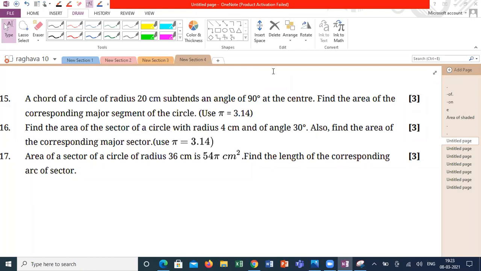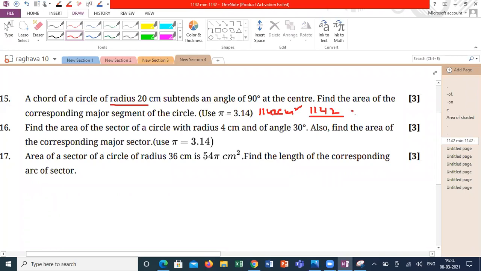Sir, for the 15th one, the area of the major segment of the circle is 1142 centimeter square, sir. What is the concept used? The chord of the circle. 1142 centimeter square, sir. Am I right? Yes, sir. Let's see. We'll wait for others. Okay, for the 16th one, no one is giving any response.